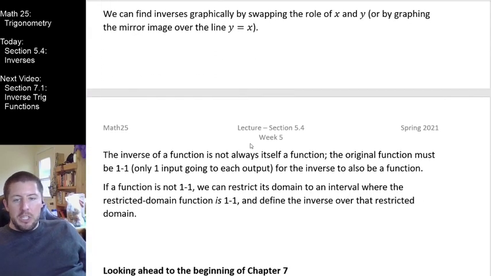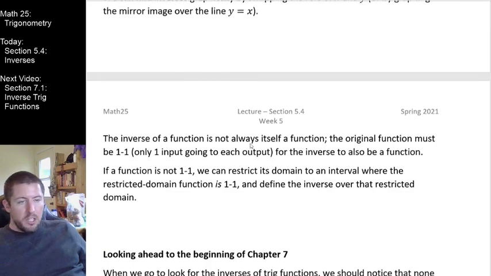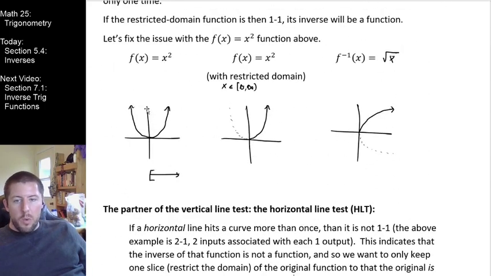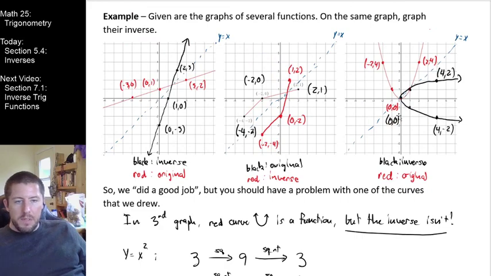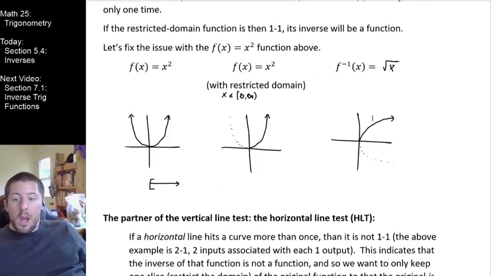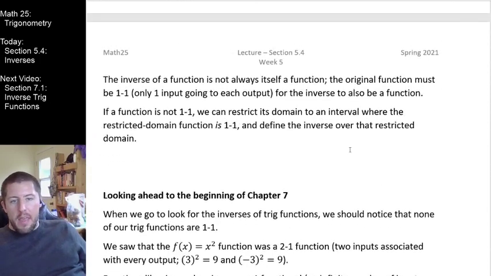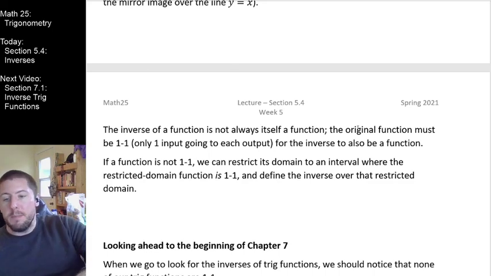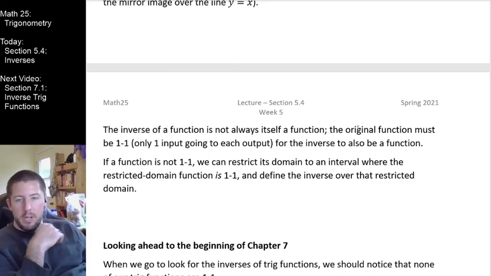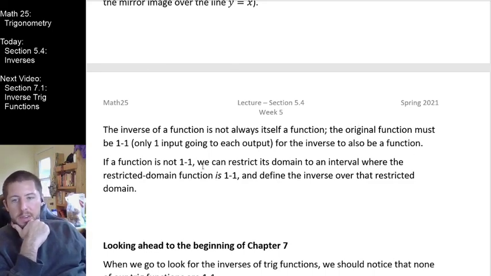The inverse of a function is not always itself a function, right? We saw that with the squaring and square rooting. When we drew the inverse graph right here from the red curve to the black curve, the red curve was a function and the black curve wasn't, right? We now know that we can identify that by checking the horizontal line test, right? The original function must be 1 to 1, only one input going to each output for the inverse to also be a function.